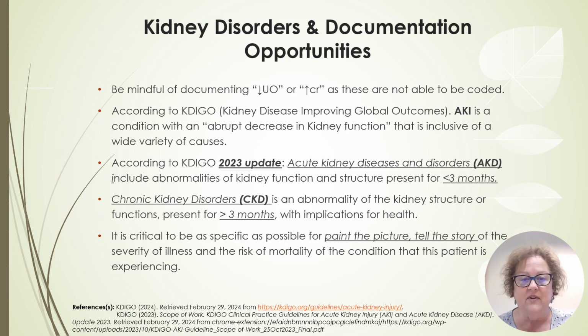Also, and again, you already know this, according to the Kidney Disease Improving Global Outcomes organization, AKI is a condition with an abrupt decrease in kidney function that is inclusive of a wide variety of causes. Also, according to their 2023 update, acute kidney diseases and disorders, AKD, include abnormalities of kidney function and structure present for less than 3 months. Chronic kidney disease is an abnormality of the kidney structure or function that are present for greater than 3 months with the consequent implications for health.